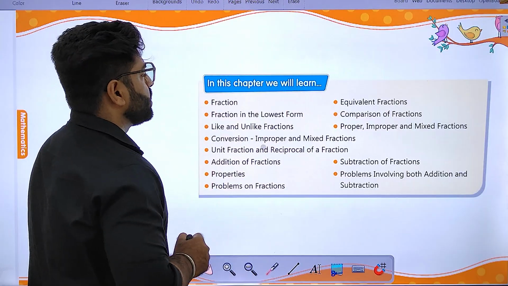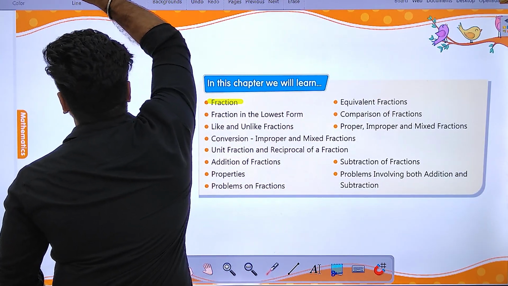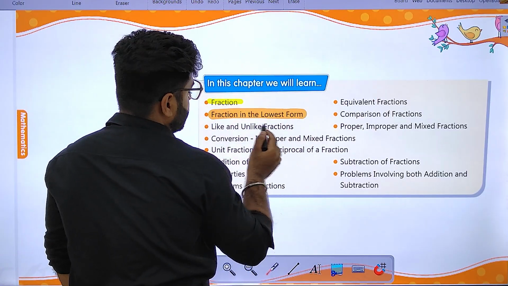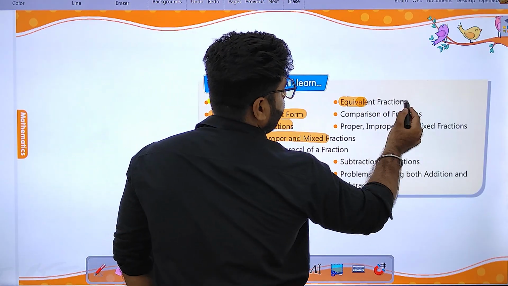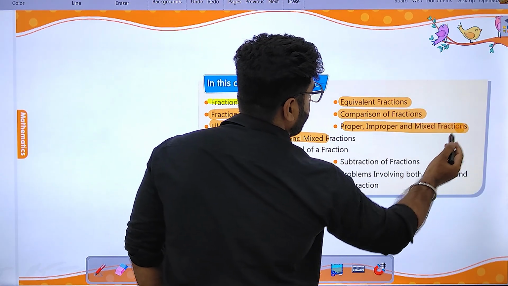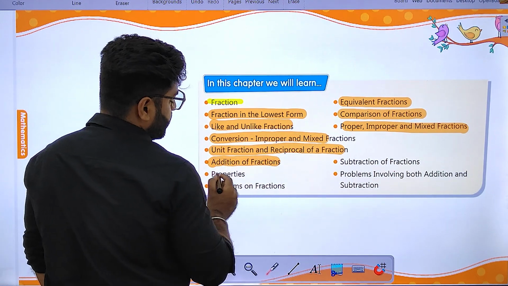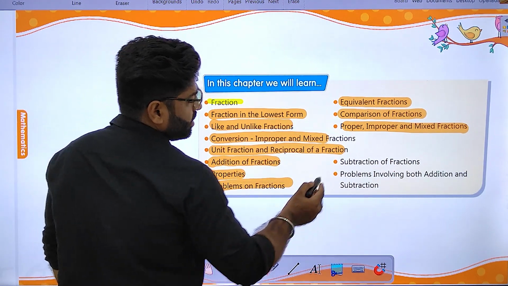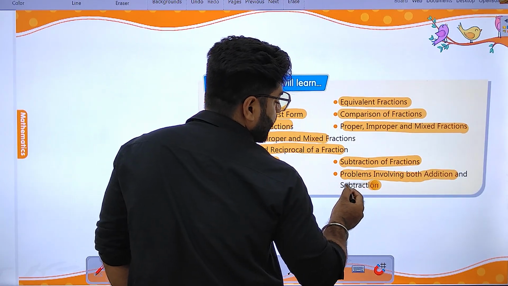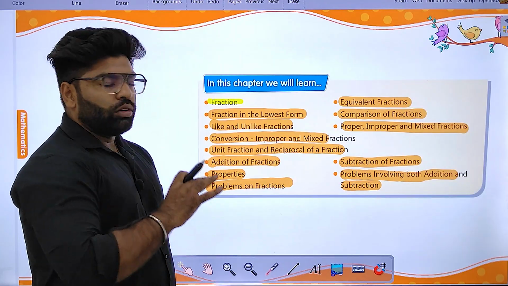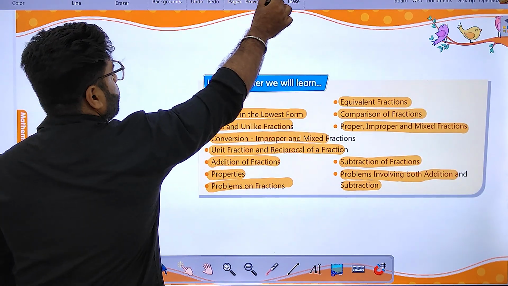Okay, here we are having some topics: fraction, fraction in lowest form, like and unlike fractions, conversion, improper and mixed fractions, equivalent fractions, comparison of fractions, proper and improper mixed fractions, unit fraction, reciprocal of fractions, addition of fractions, properties, problems on fractions, subtraction of fractions, problems involving both addition and subtraction. So we are having all these topics which we are going to cover in this chapter. So let's see what we are having next.